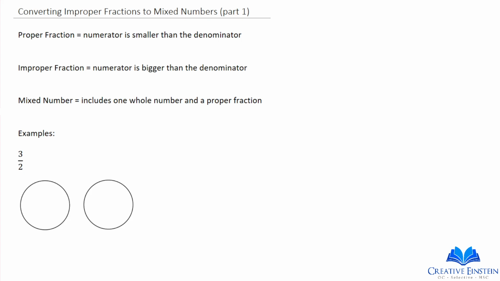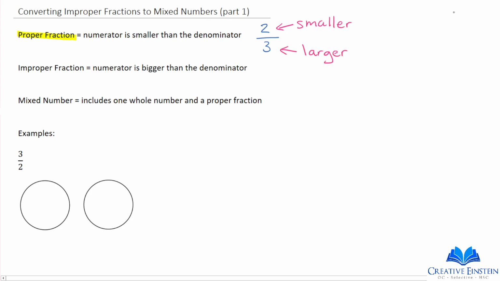Now the fractions that we are really familiar with are the proper fractions. So that's when the numerator or the top number is smaller than the denominator. So for example, 2 is my numerator and 3 is the denominator. I can see that 2 is smaller and 3 is larger. That's what we normally have, and I can draw that as well. That becomes 3 parts and 2 of them is colored in.